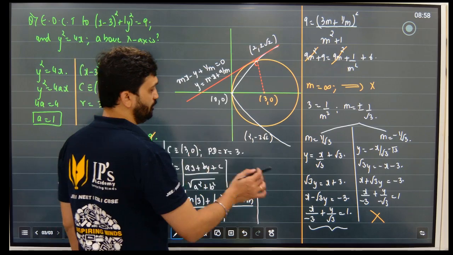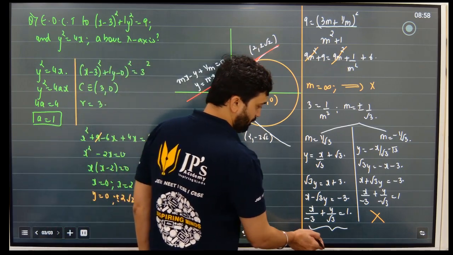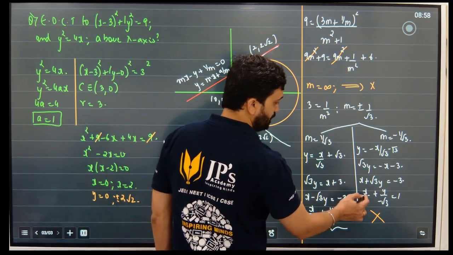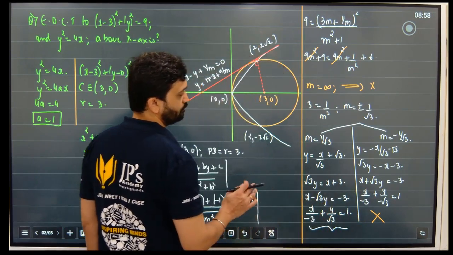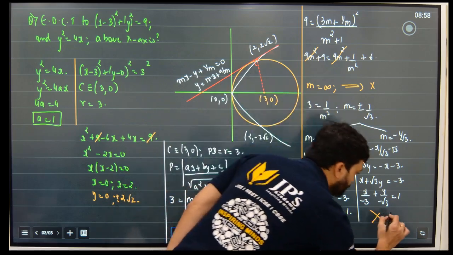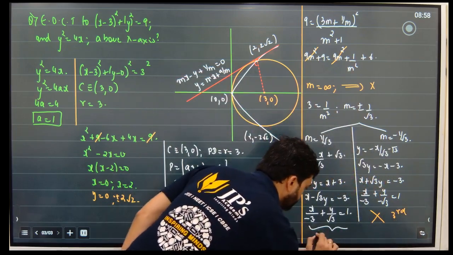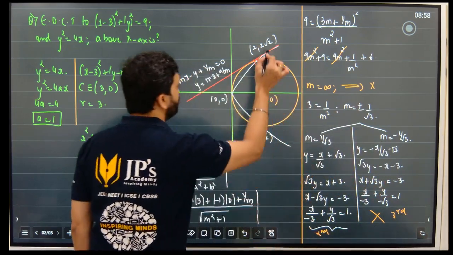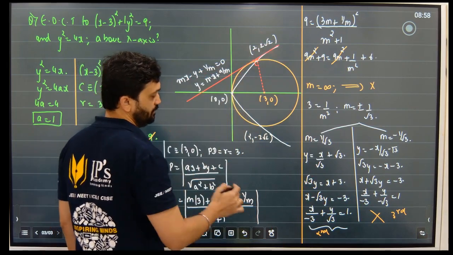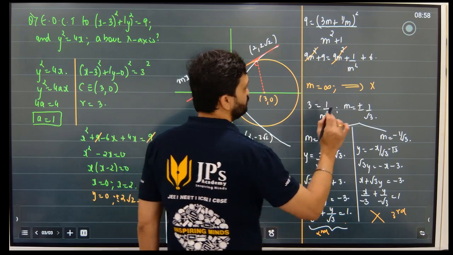So as of now we'll consider x upon minus root 3 plus y upon root 3 is equal to 1, and x upon minus root 3 minus y upon root 3 is equal to 1. This is the third quadrant. Okay, this is the second quadrant and this is above. Second quadrant means it will be like this. This is the line, the red line. So this is the equation.